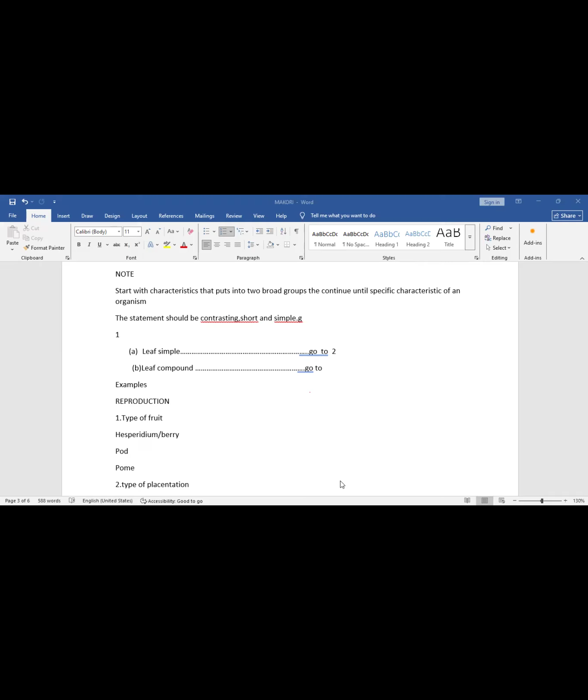Yes, Winnie. You can say a placentation is the arrangement of the ovules in an ovary. Arrangement of the ovules in the ovary.